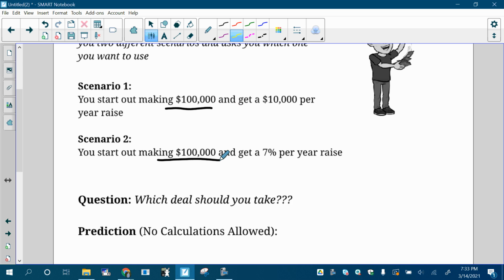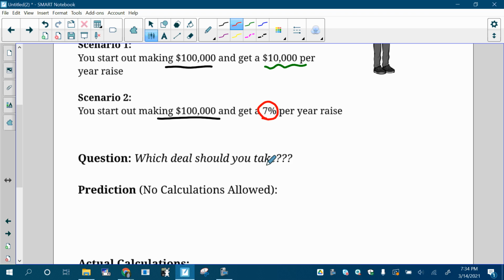And in both of them, they're going to give you a raise. In scenario 1, they're going to give you a $10,000 raise per year. And in scenario 2, they're going to give you a 7% raise each year. Okay? And the question is, which deal should you take? I'd like you to pause and think about this word problem. Okay? Pause, give it a thought, give it a shot. Just think about it. No calculations, just thinking.